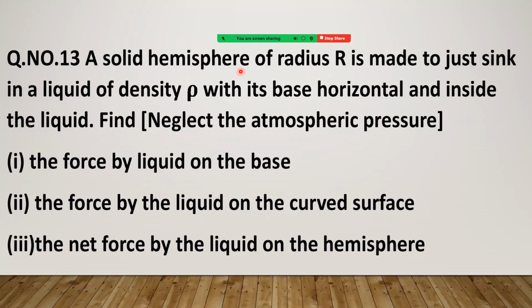A solid hemisphere of radius r is made to just sink inside a liquid of density rho with its base horizontal and inside the liquid. Find the force by the liquid on the base, the force by the liquid on the curved surface, and the net force by the liquid on the hemisphere. Here we have to neglect the pressure of the atmosphere. Given: a solid hemisphere, just sink. Okay. Let us see how to start.